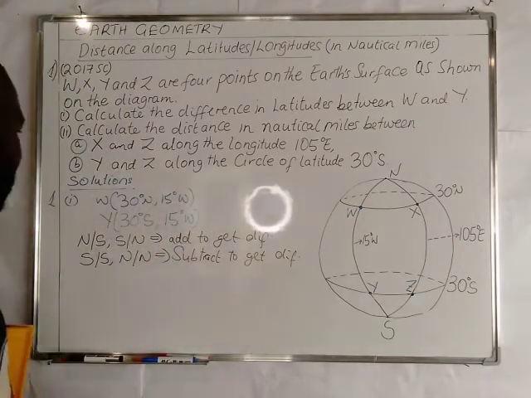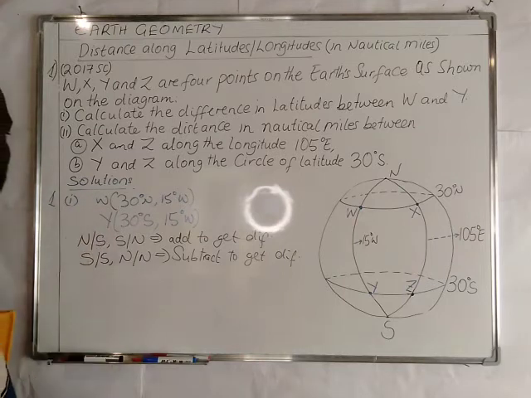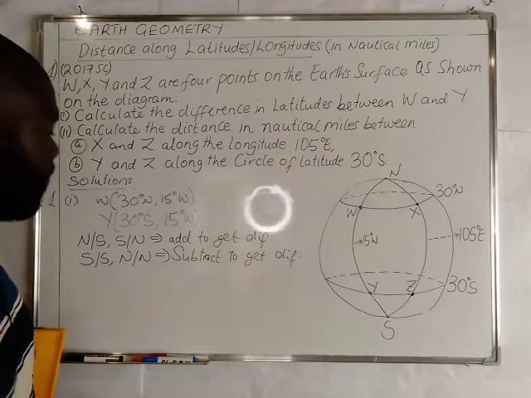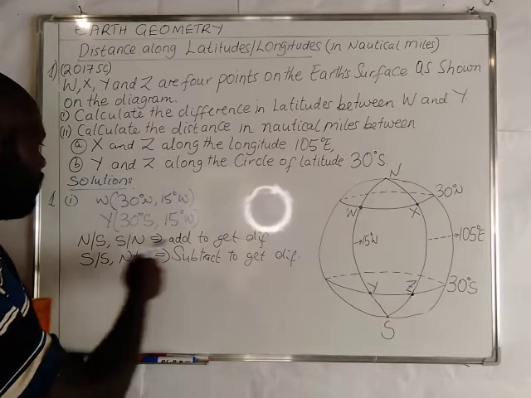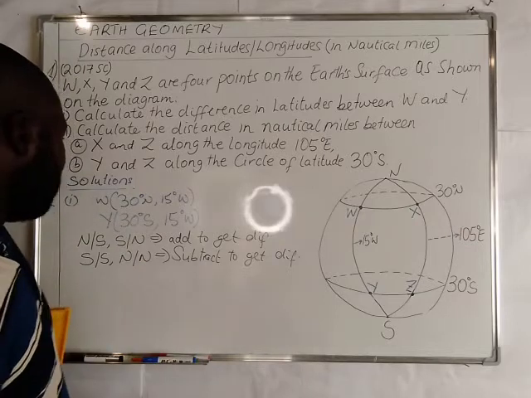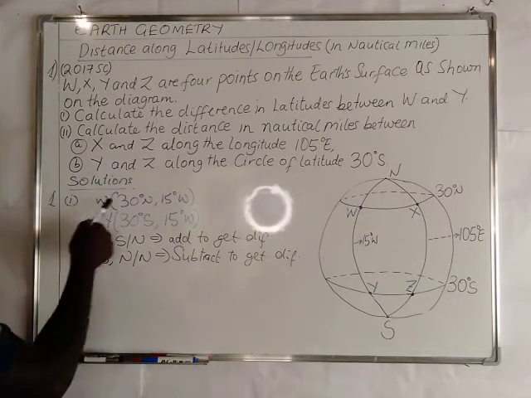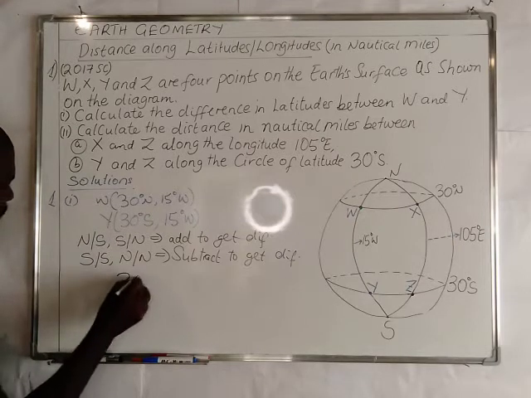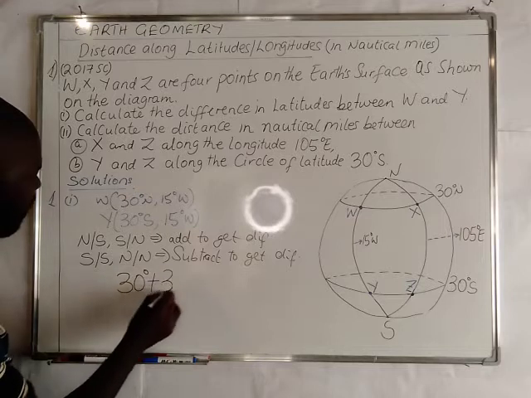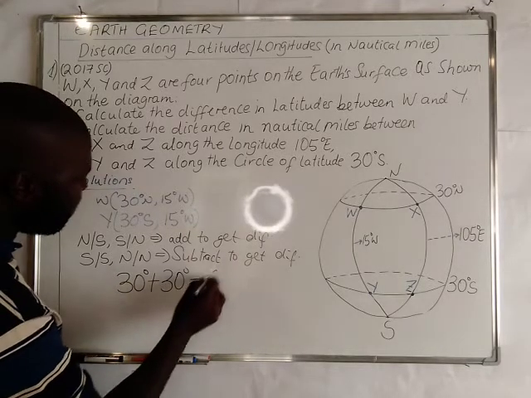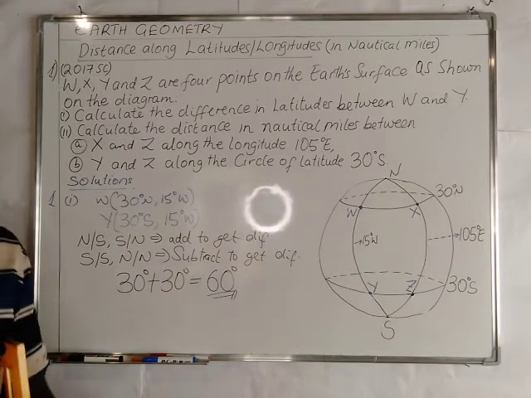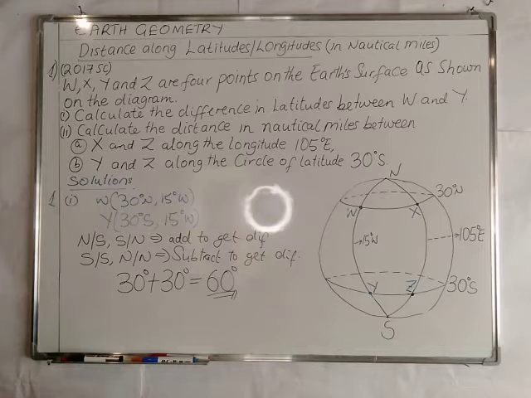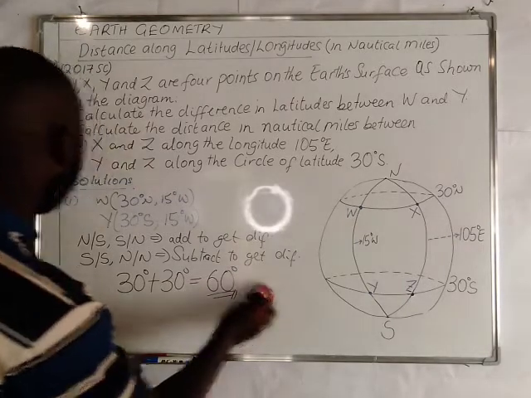Now, in our case, these two places, W and Y, are in different hemispheres. You can see W is in the north, Y is in the south. We have north and south. So according to the rules that we follow, we are supposed to add. The difference in the latitudes between W and Y will be 30 degrees plus another 30 degrees, which gives us 60 degrees. So this is the difference in latitudes between those two points, and this is the solution for Roman numeral one.